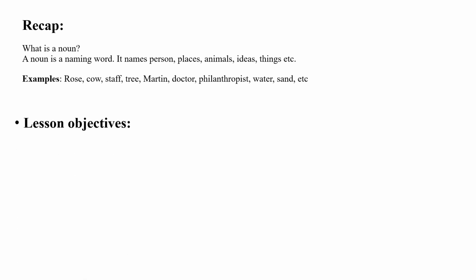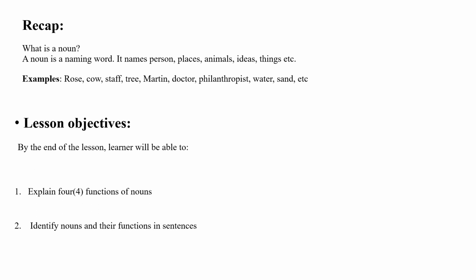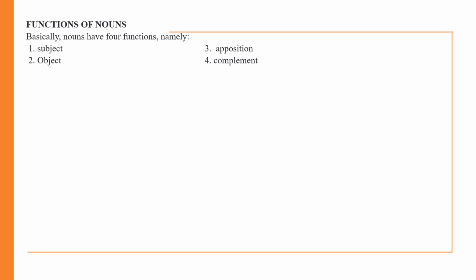Today's lesson seeks to explain 4 functions of nouns and also help identify nouns in sentences and their functions as well. Basically, when we talk about functions of nouns, we have 4, namely subject, object, apposition, and complement. Now, let's look at the various functions of nouns.